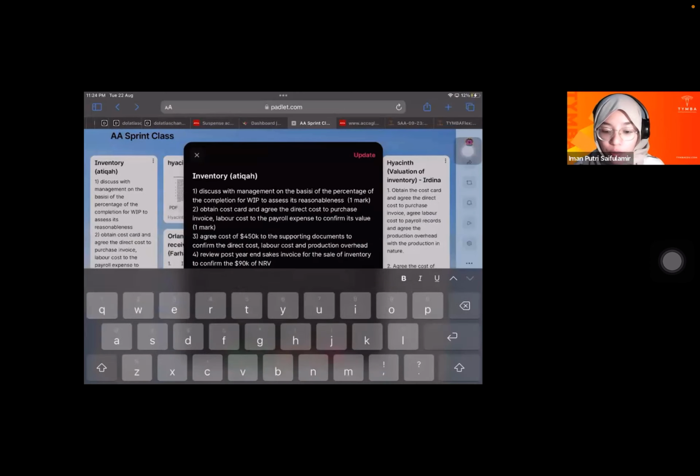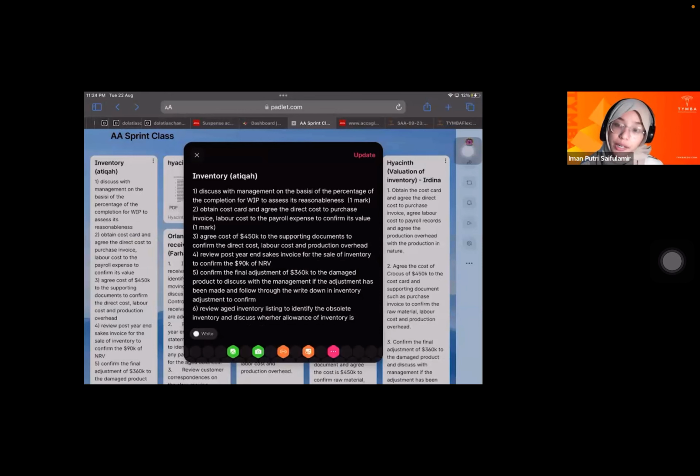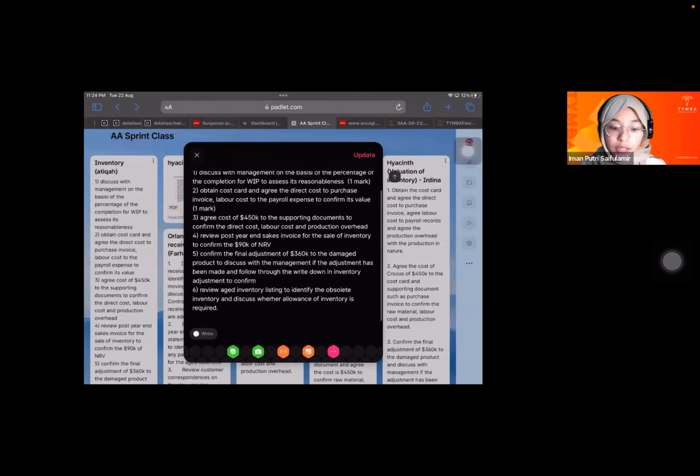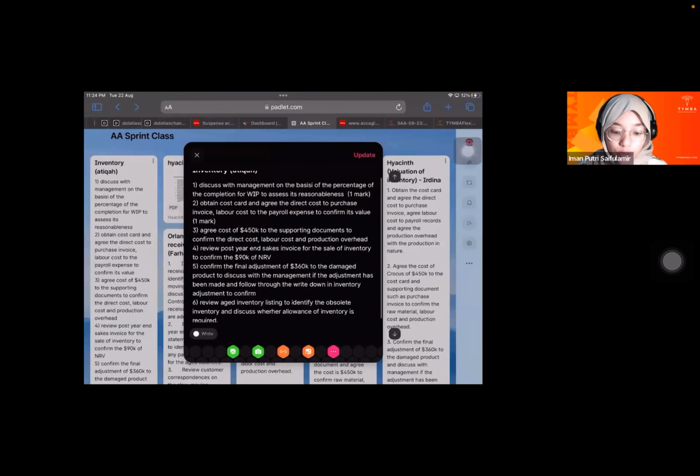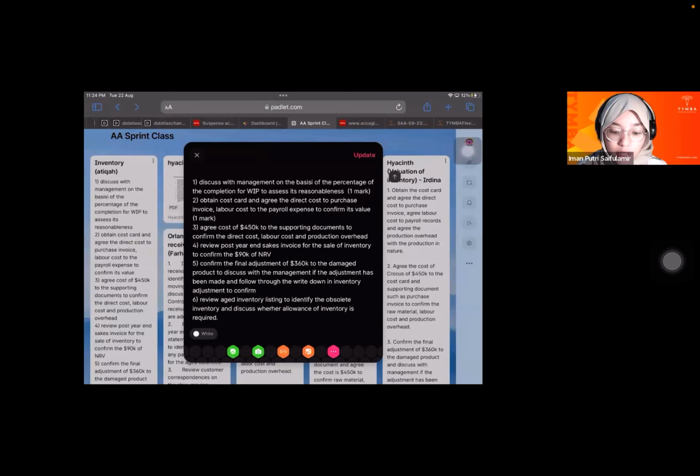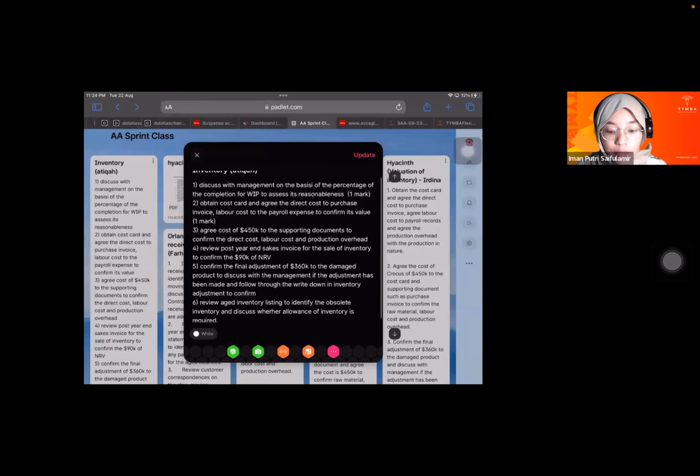Maybe you can add on the overheads. We obtain a breakdown of overhead to confirm it is production in nature. Okay, another thing that you guys can add here. Bring cost of 450,000 to the supporting documents to confirm the direct cost, labor cost, and production overhead.